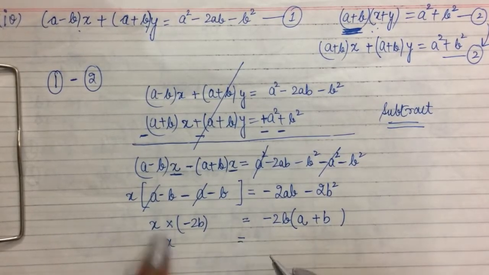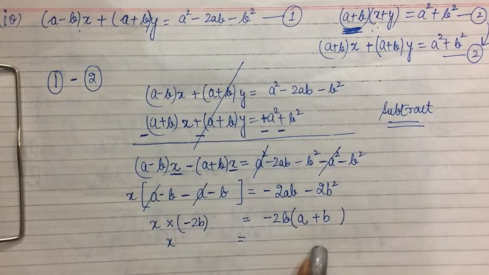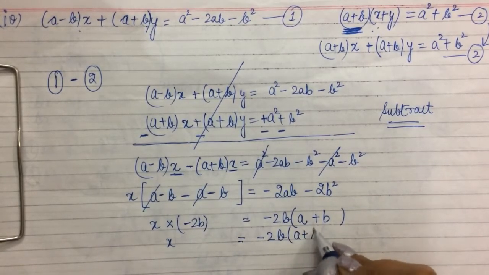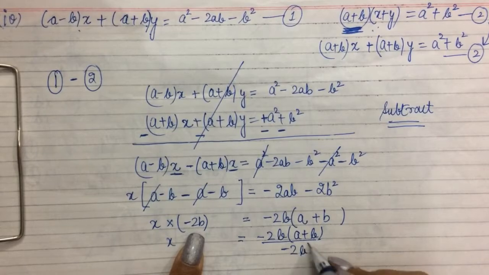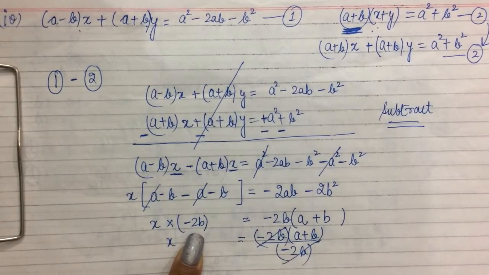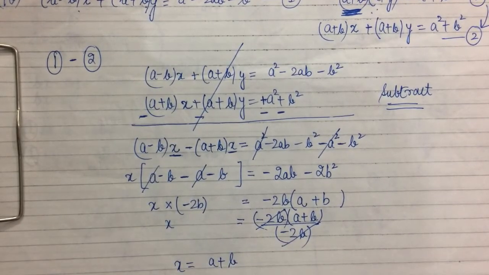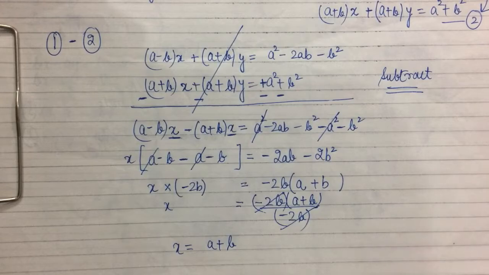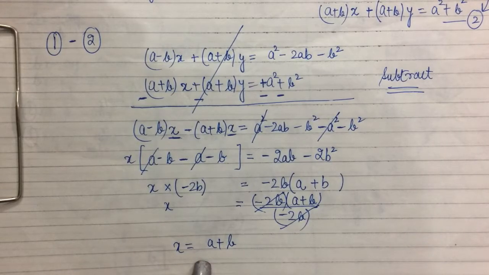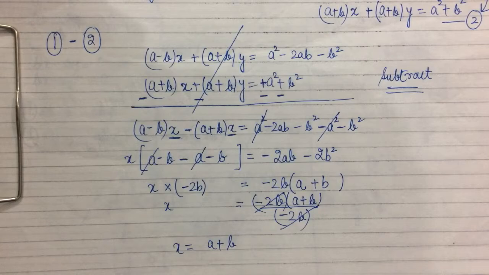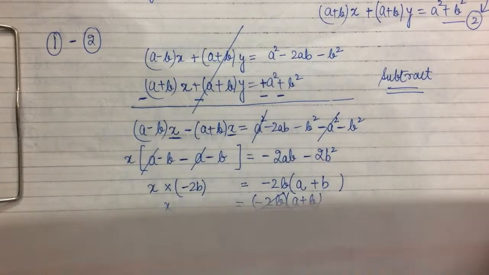So x equals to this product will be transposed to right hand side and it will appear in the denominator. These two terms get cancelled. X comes out to be a plus b. Now what I have to do is use this value of x in any of the two equations and find out the value of y. Let's use the value of x in equation number 1. X equals to a plus b in first equation.